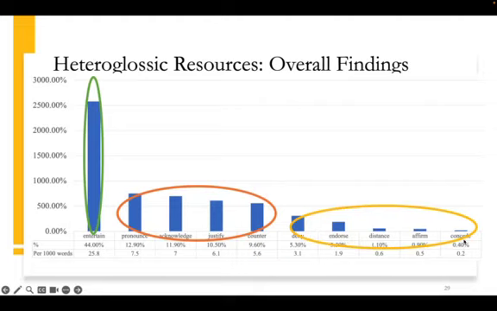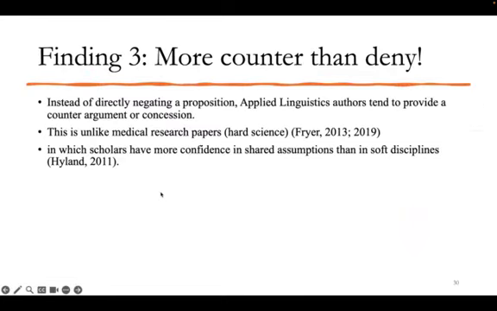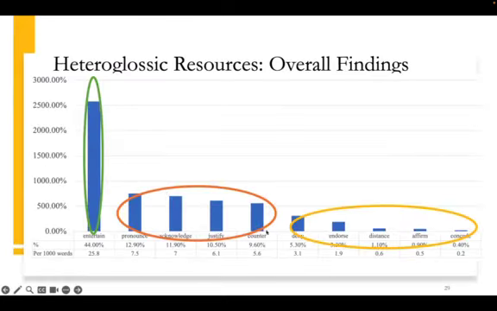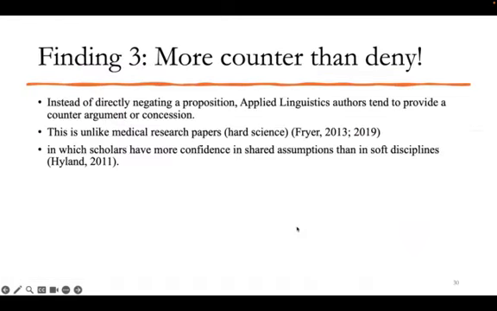As we said, affirm and concede, we're going to talk about these in a minute. So this is just a glance at how the findings are presented here. We're going to start with counter and deny. So we can see we have more counter than deny in our data.